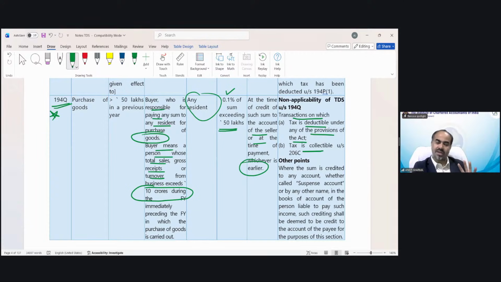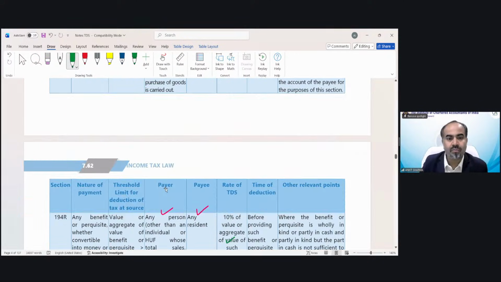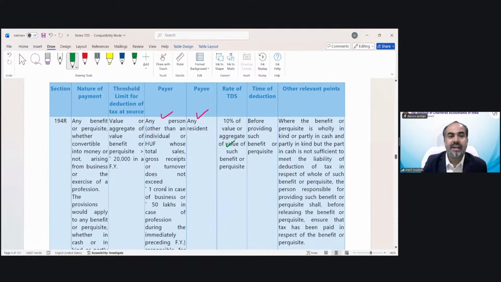What is TCS? There are certain transactions in TCS also, tender case, etc. So if your case does fall under TCS concept, then no requirement of TDS under Section 194Q. Or if TDS has been deposited under any other case, then again also Section 194Q would not be applicable. Other points are the same. 194R. Again different, that's why important.